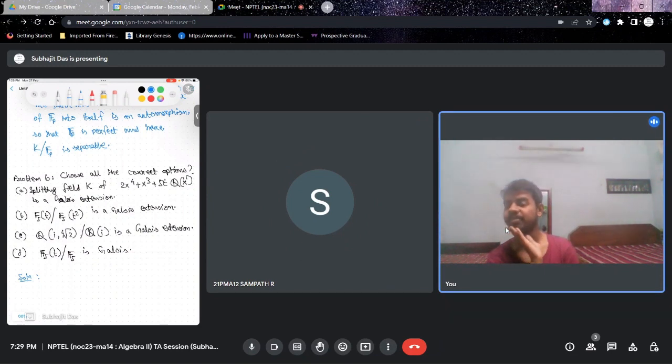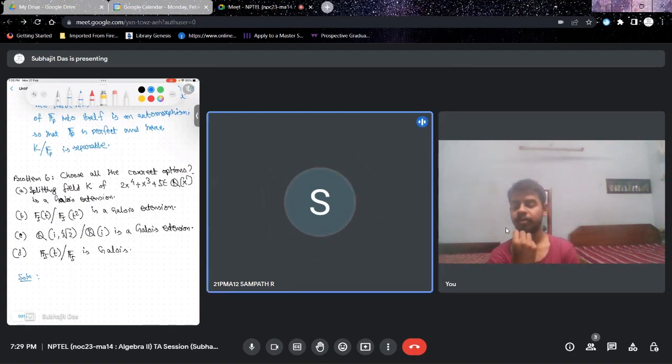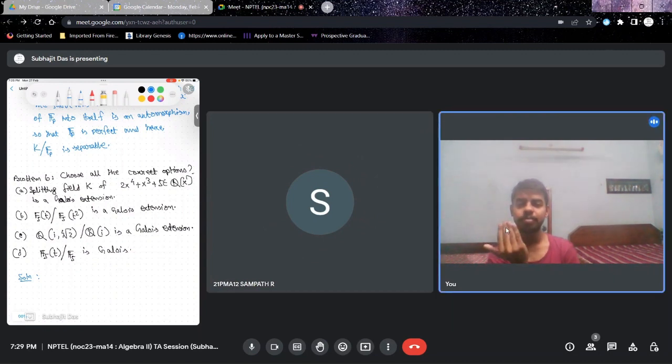So observe that the splitting field K of this polynomial over Q is a finite extension, right? Always. The splitting field of any polynomial is a finite extension of the base field, right? Yeah, that's true, because the degree of the splitting field is bounded by n factorial, where n is the degree of the polynomial. So the splitting field of any polynomial over a base field is a finite extension, and hence it will be separable because Q has characteristic 0, so Q is a perfect field, right?